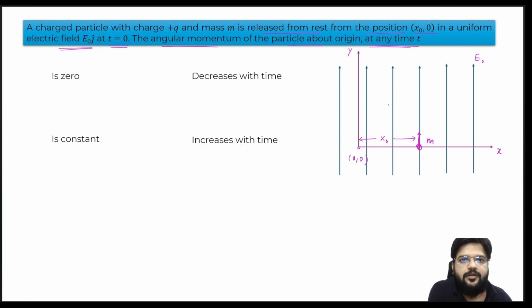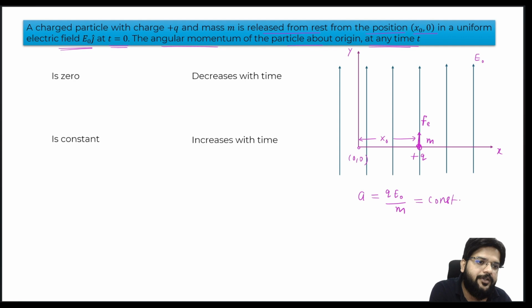All right. Now the next thing is the angular momentum. First, the acceleration of the particle, because on this particle in the upward direction we have electrostatic force and this is a plus q charge. So the acceleration of the particle can be written as qE by m. Here the electric field is E naught, so q E naught by m. This is the acceleration of the particle, and we can see it is constant.